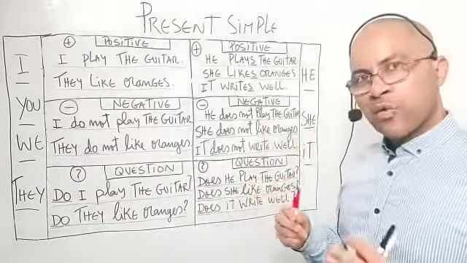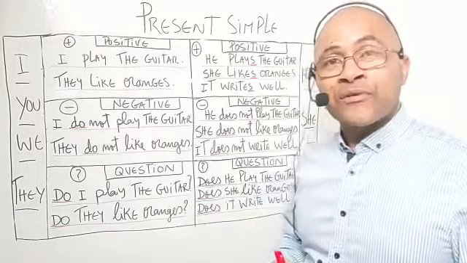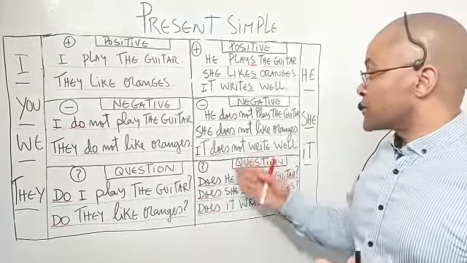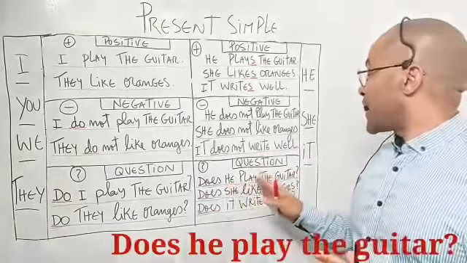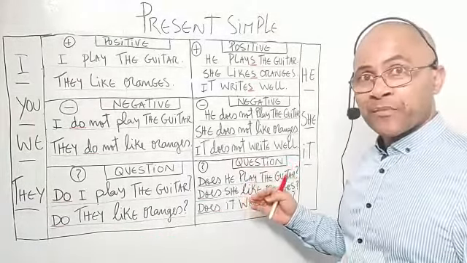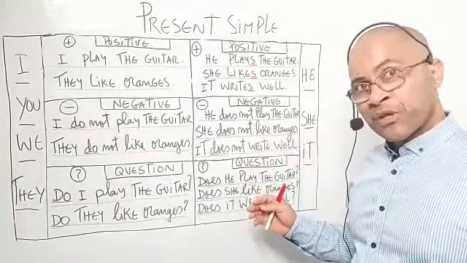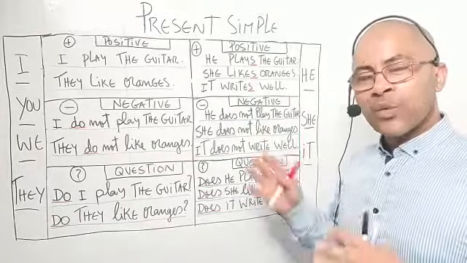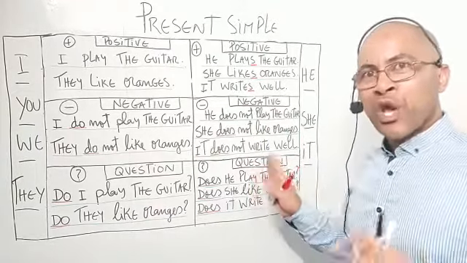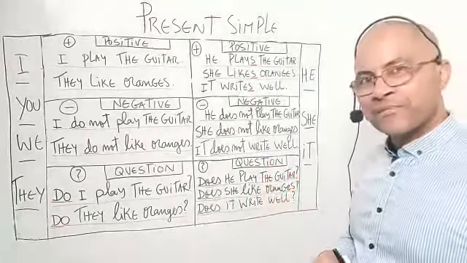Then the last one, questions, we also need this auxiliary verb does to make the questions. Okay? So the example, does he play the guitar? Remember once again, the same rule applies here. The one we used in the negative, it applies with questions. So no S's. We need the auxiliary does. And the verbs, no S's. No S in play, like and write.